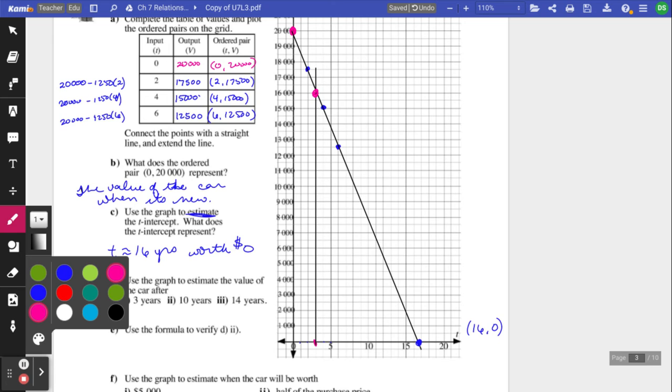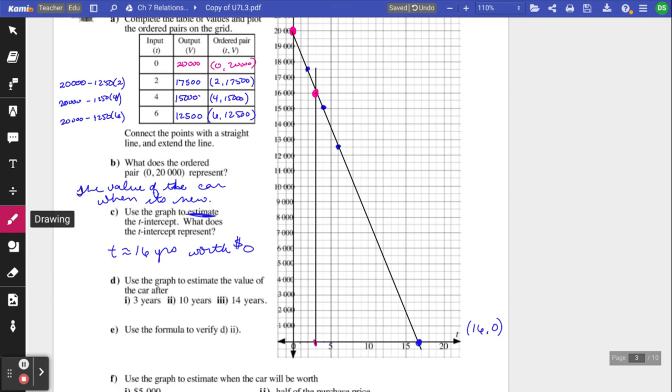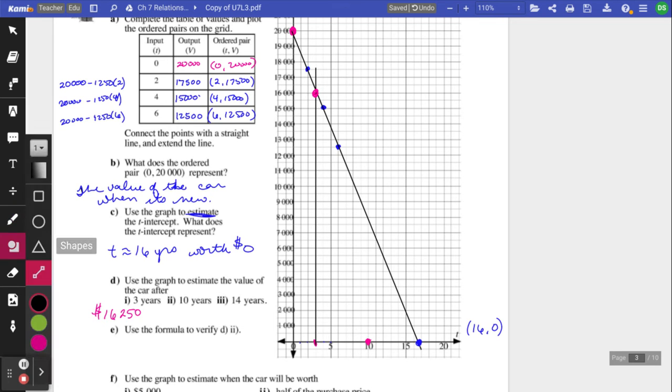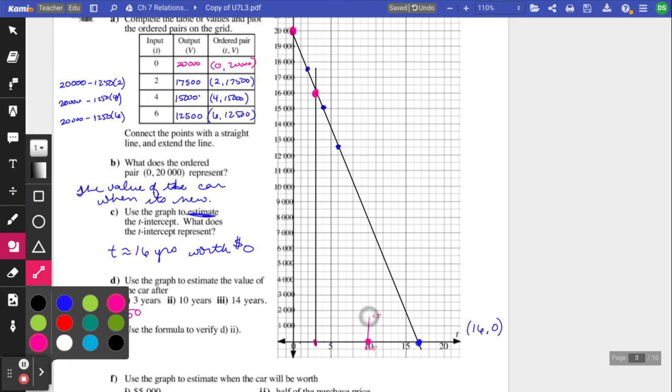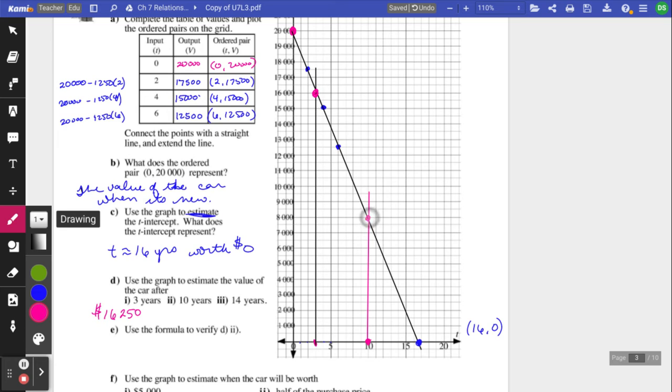Right there. You see it? I think it's 16,200. Okay, we're going to estimate. So what are we going to say? 16,250? Okay, we're going to round here. We're estimating. How about 10 years? Let's go find 10. So I would go along the bottom to my 10. And I would draw a line straight up. And I would see where it crosses. I get 7,000. I'm going to go with $8,000 on this one.